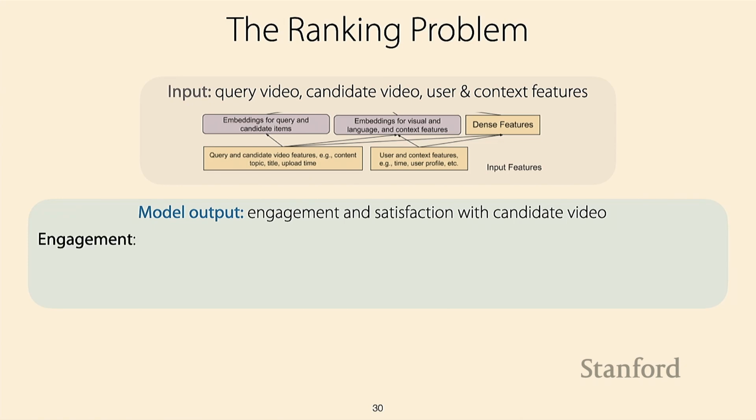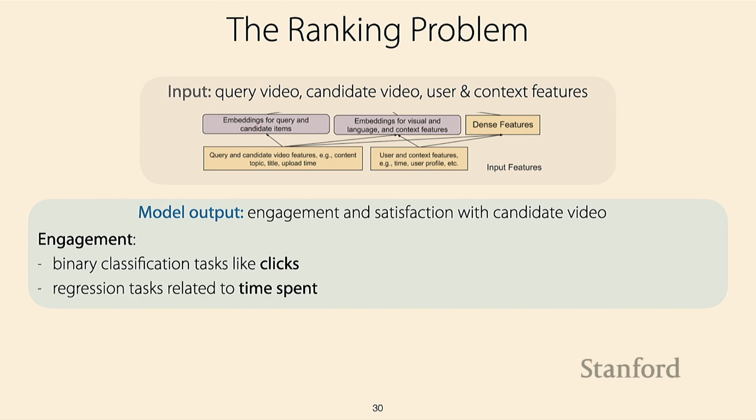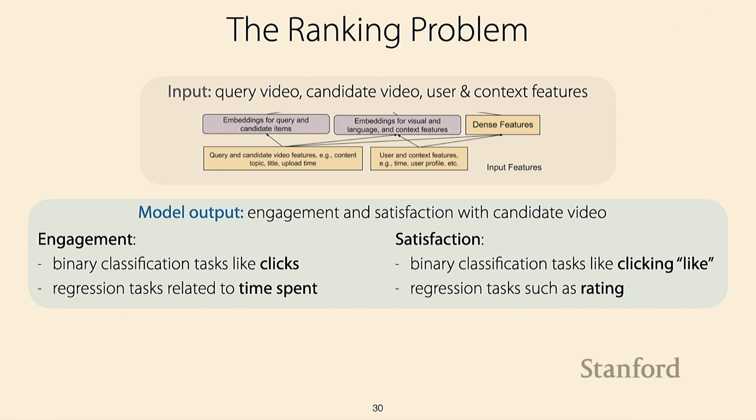More concretely, what engagement means is they're going to be predicting binary classification tasks like whether or not they click on the video, and also regression tasks that relate to the time spent watching the candidate video. And satisfaction is going to correspond to things like clicking the like button on the candidate video and also the rating that they give to that video, which I believe is from surveys.